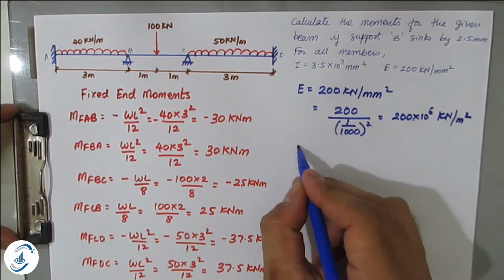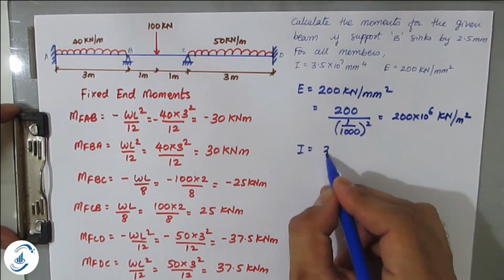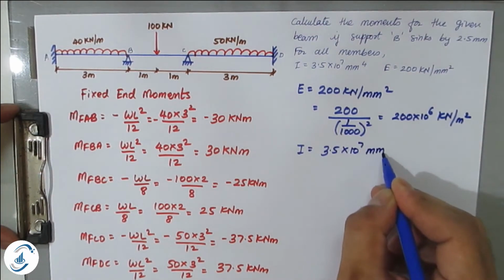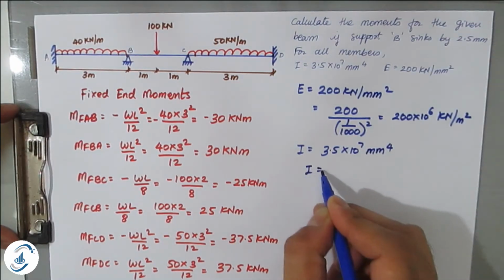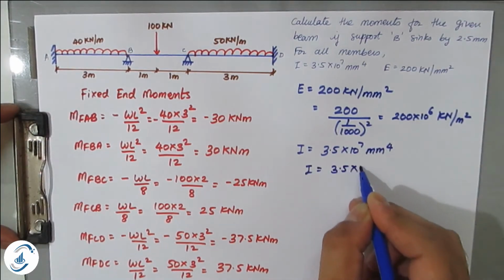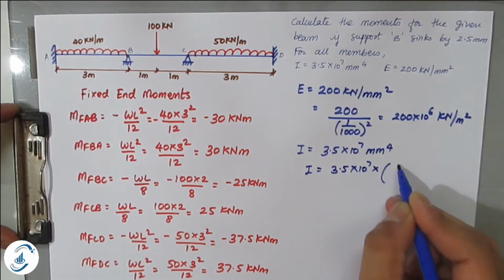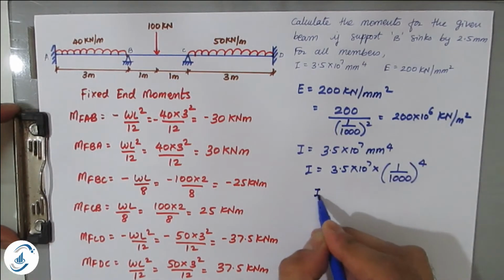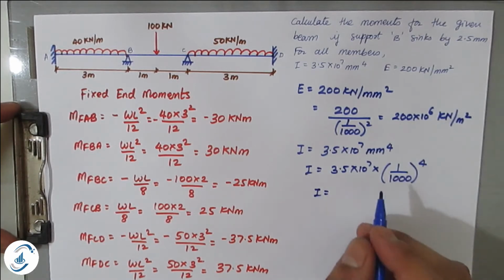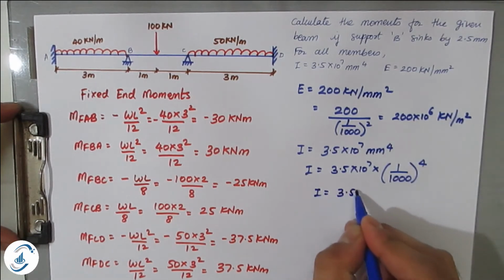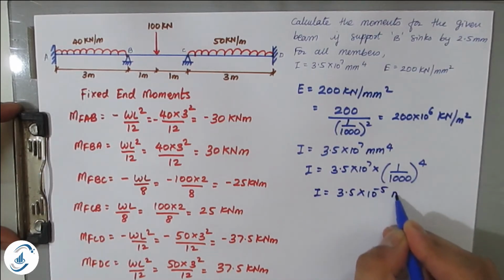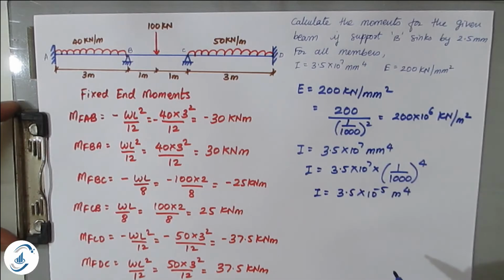And next, similarly, we have to convert I value. The I value given is 3.5 into 10 raised to 7 mm raised to 4. So I is equal to 3.5 into 10 raised to 7, same way again, 1 divided by 1000 raised to 4. So I value comes out to be around 3.5 into 10 raised to minus 5 meter raised to 4. So this will be your I value.